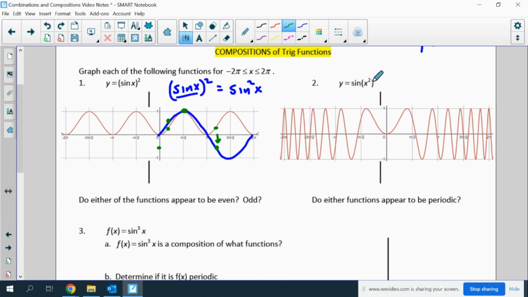Now, number 2, that's taking the function x squared, which looks something like this, and then taking the sine of each of those values. So what that's doing is it's taking numbers that can get huge, like for example, when x is pi, 3.14 or whatever.